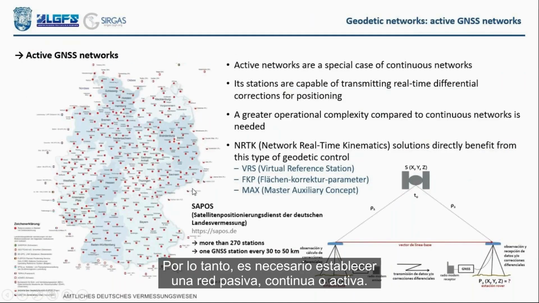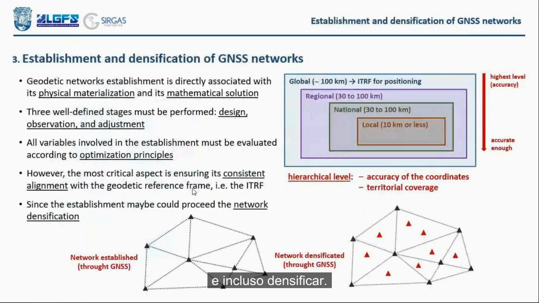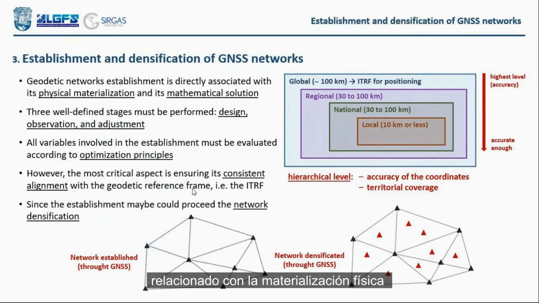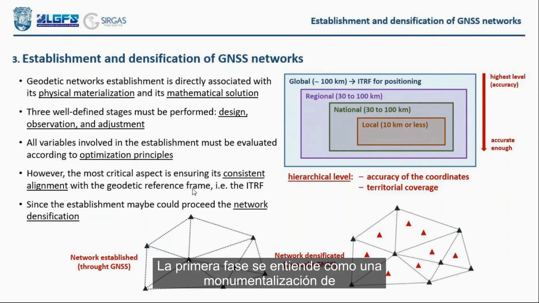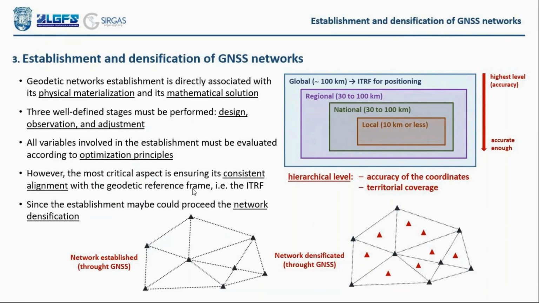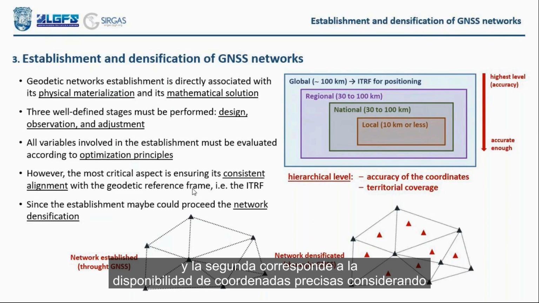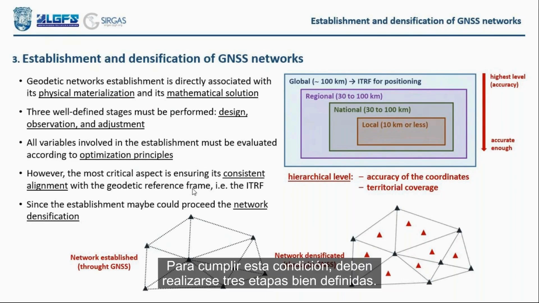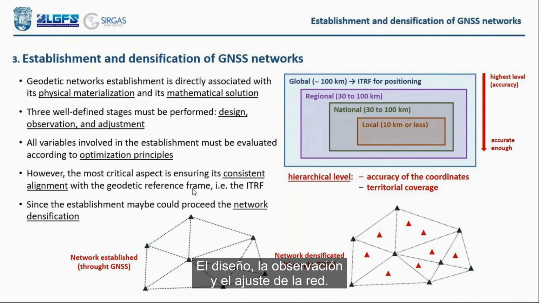Okay, but passive, continuously operating, or active networks need to be established and even densified. So geodetic network establishment is directly associated with the physical materialization and its mathematical solution. The first one is understood as the monumentation of the geodetic station, and the latter corresponds to the availability of accurate coordinates under spatial and temporal variation. To fulfill this condition, three well-defined stages must be performed: the design, the observation, and the adjustment of the network.